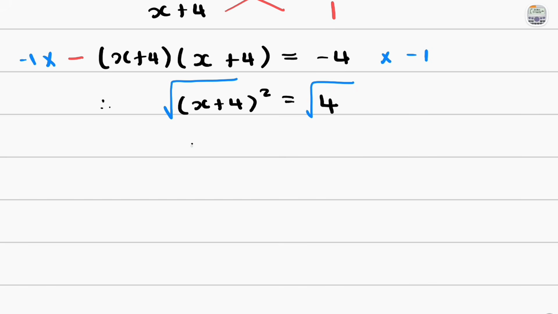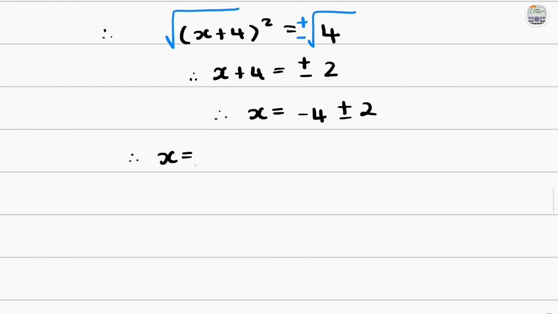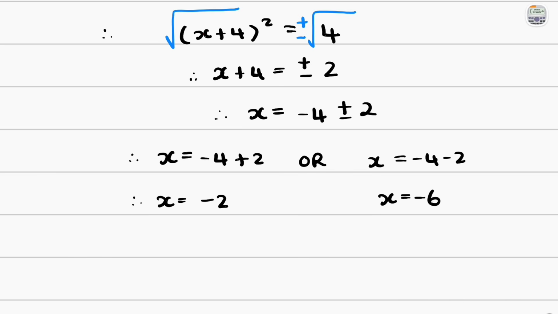Okay, so now that we have this, we can say, therefore, x plus 4 equals, and in front of this, because you need to consider the positive or the negative solution, we'll say this is positive or negative. And so the square root of 4 is 2, so it's positive or negative 2. And now we can finally solve for x here. X is finally equal to, transpose the 4, it becomes negative, and we have plus minus 2, meaning we're saying that x is either equal to negative 4 plus 2, or x is equal to negative 4 minus 2. So x is equal to negative 2, or x is equal to negative 6.